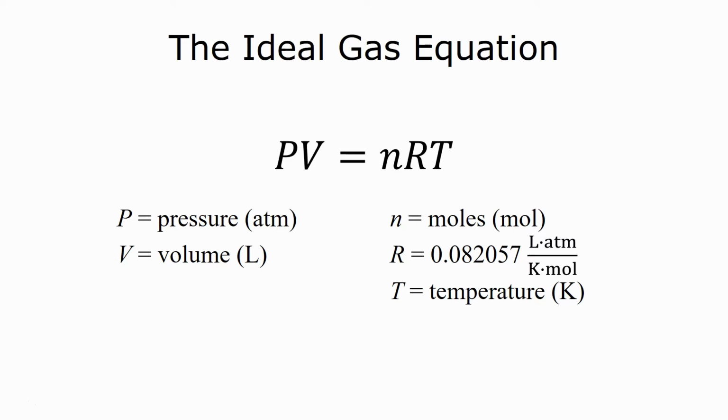We introduce a new constant here, R, the gas constant, which has the units of liter atmospheres per Kelvin per mole. Now, it is important that all of our other variables are in these units, so everything cancels out and gives us the units that we want in the end.